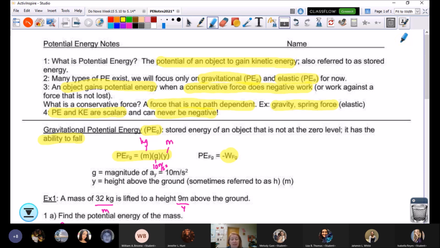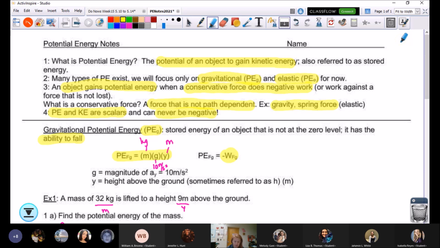Just like kinetic energy, potential energy is a scalar and it will never be negative. If you have a negative energy, that we will consider as work. Anytime you see a negative energy, that is going to be your work.